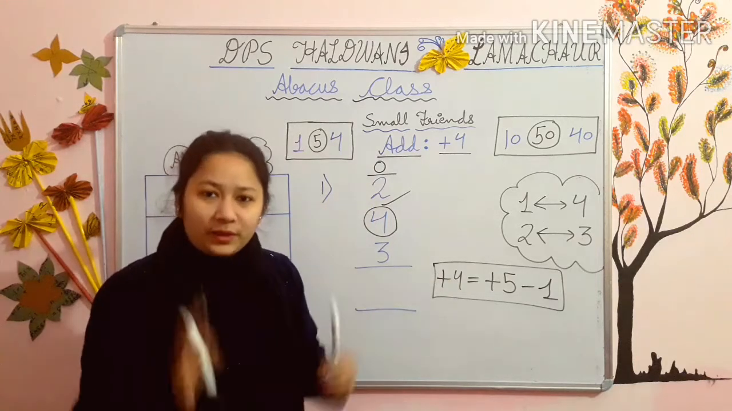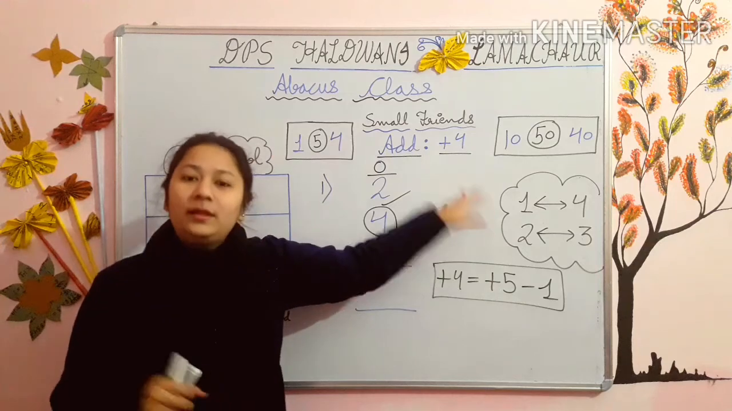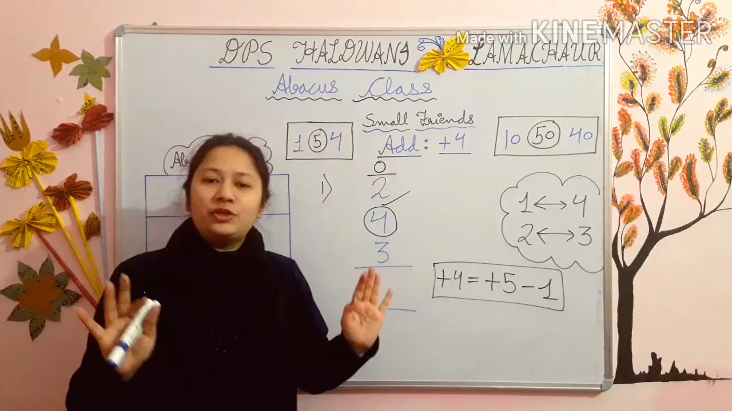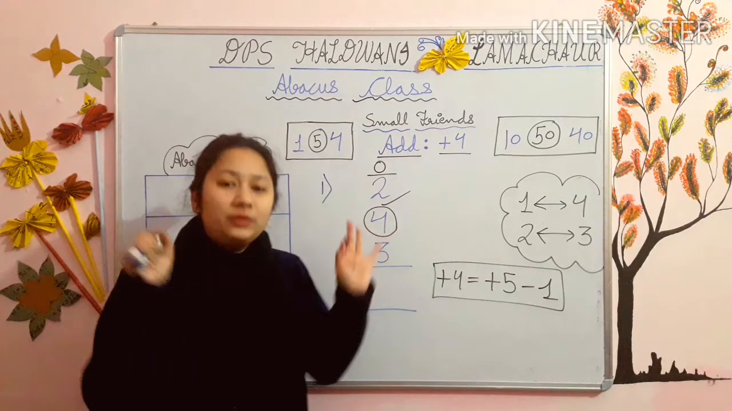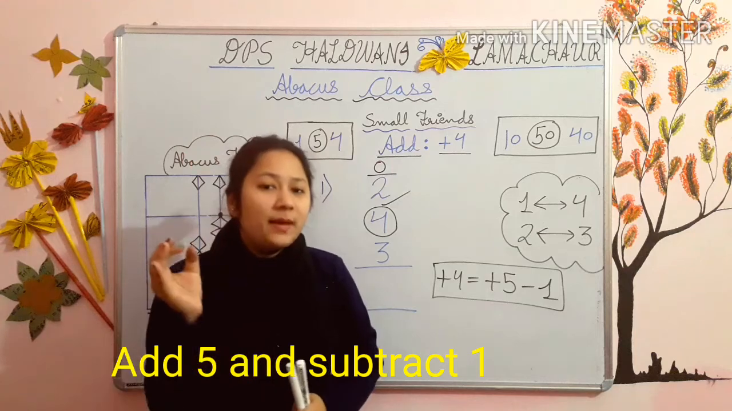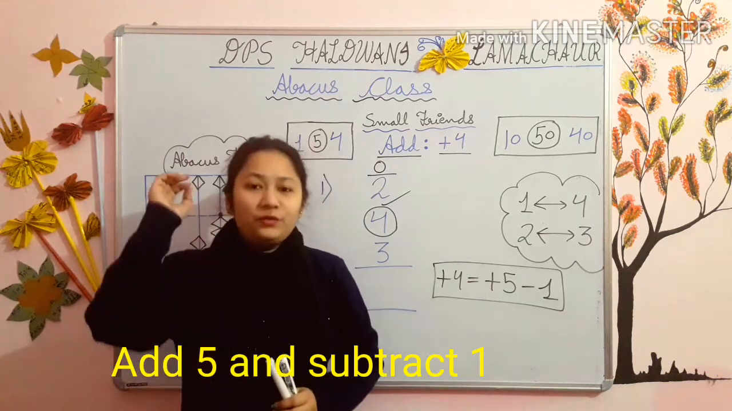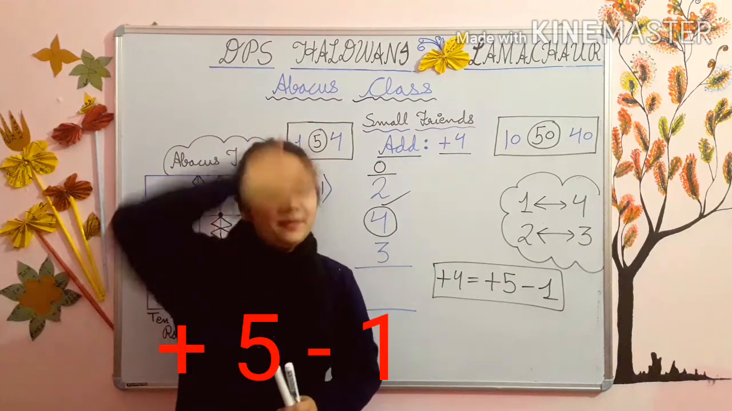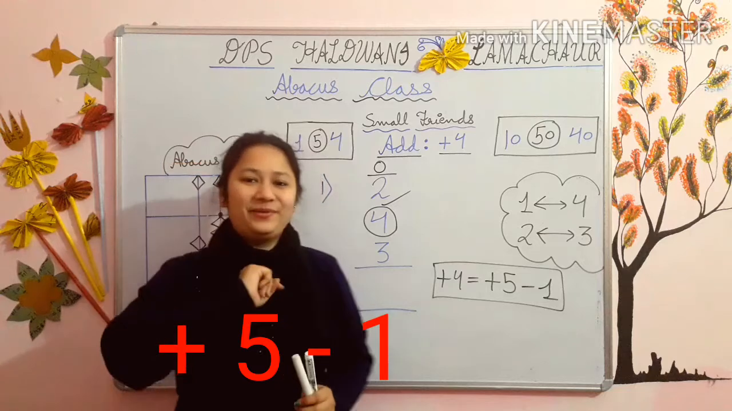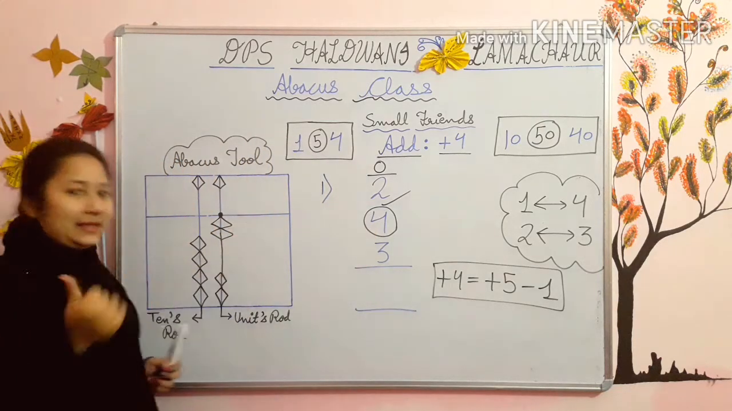Now kids, when you do the PDF related to this video, you will always get a lack of 4 in the questions. So there you have to do first of all +5. Whenever there will be a lack of 4 bead, you will do first of all +5 and -1. +5 -1. Okay.